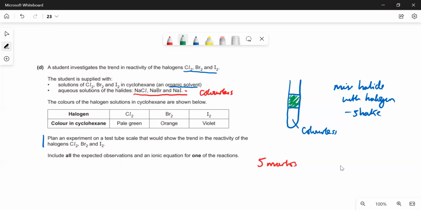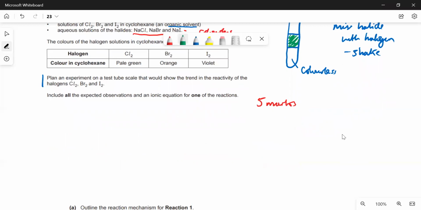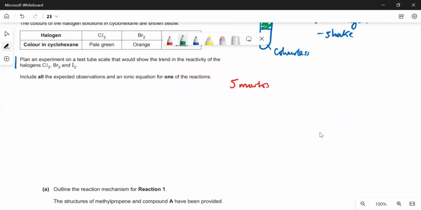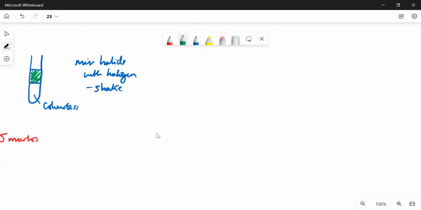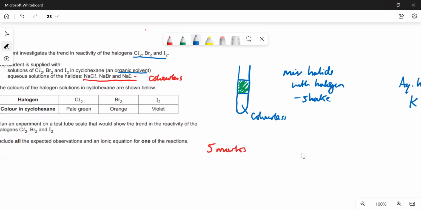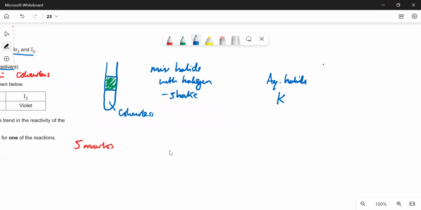So let's draw a table. I'm going to do it here, give myself a bit of room. On this table, I'm going to have the halide, the aqueous halide. So here we've got KCl. Let's say KCl or NaCl, it doesn't really matter. It says NaCl. Yeah, let's put that down.